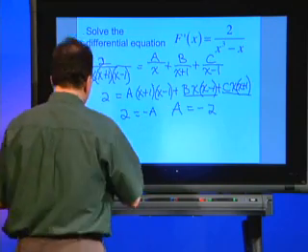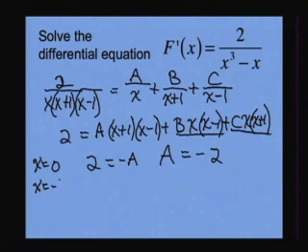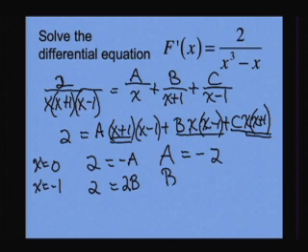Then let's set x equal to negative 1. If I set x equal to negative 1, then what you'll notice is this term right here is going to be 0, eliminating the a, and this term will also be 0, eliminating c, and we'll just have b. So 2 equals. And negative 1 for x here, negative 1 for x there, that gives me negative 2 times negative 1, which is positive 2. So 2b. That gives me an answer for b of equaling 1.